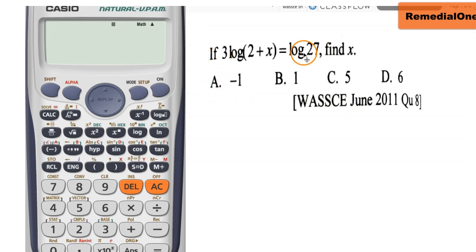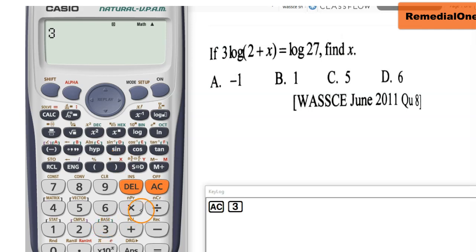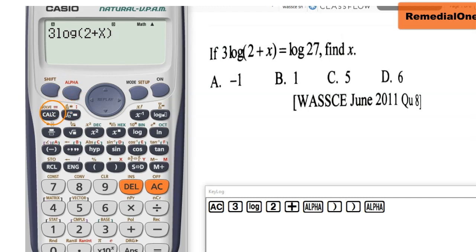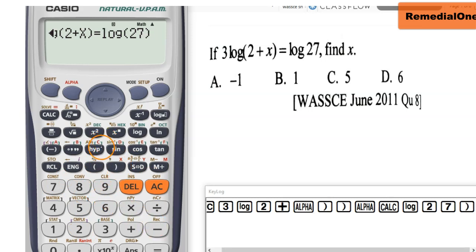So we have a log equation here. They want us to find the x, and as I did in the last video, the variable is here. You see the alpha, which is alphabet, and then we are going to use this variable x here. So we enter our 3 log (2 plus x), close the bracket, and the equal. See, you get the half equal, and you see this equal here. Don't go ahead and use this. If you use this one, it's going to make it wrong. And then log 27, close the bracket, and we are about to solve it.